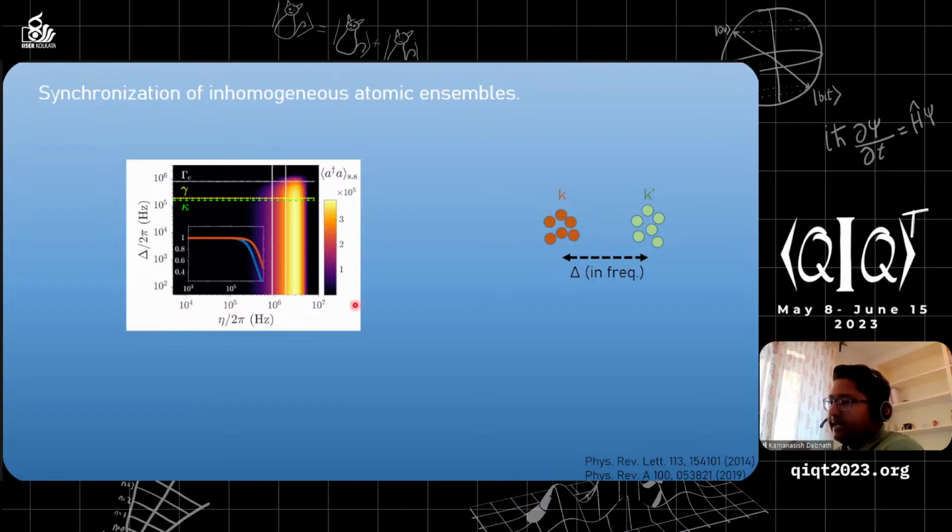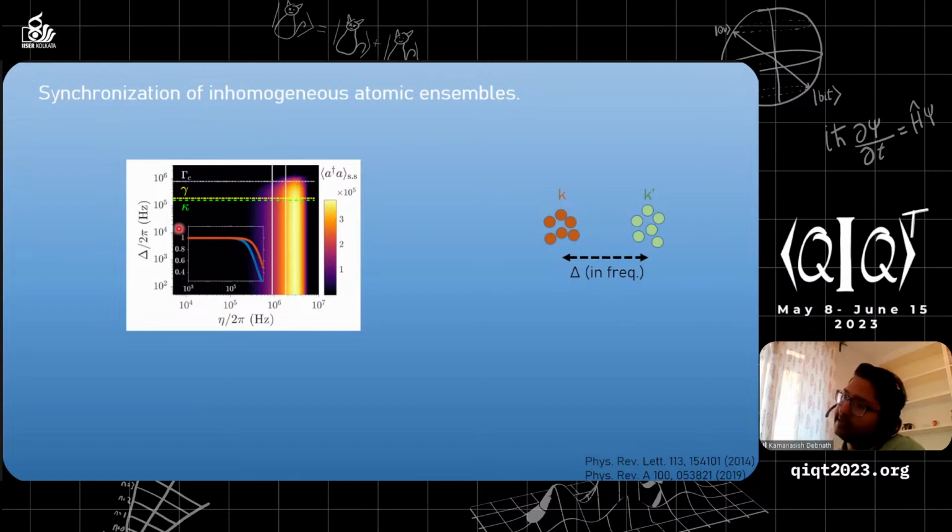Exactly the same plot. On the x-axis, I have the pumping parameter, so I'm increasing the pump. And on the y-axis, I have this detuning parameter, which basically means as I go up, I am increasing the detuning between the two ensembles of atoms. So these are becoming much more widely spaced in frequency. And what we see here is that initially there are no photons, as in the previous case, but after a certain point on the x-axis, for a certain pump parameter, we can see there are a lot of steady state photons.